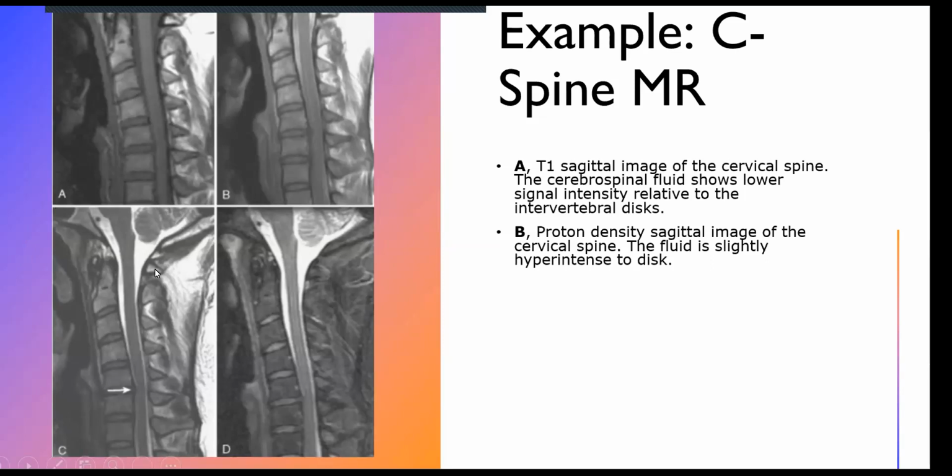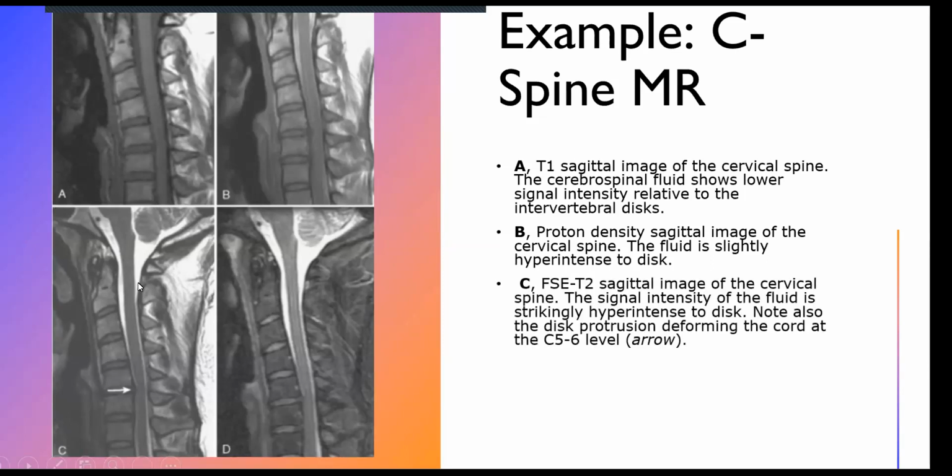But here in the third image, you can see a fast spin echo, the T2 sagittal image. You can see here the highly intense signal intensity of the fluid. And here you have a restriction at the level of C5 and 6. And this is the disc prolapse here at the cord, as the arrow shows within the cord.